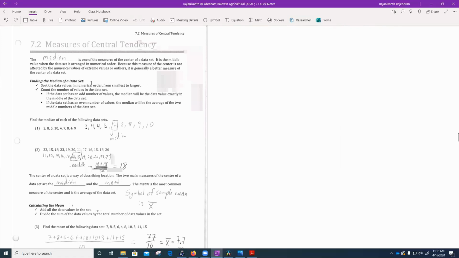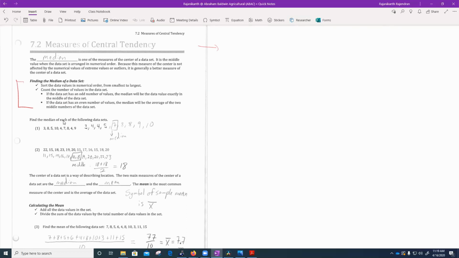Then let's move to the next one. Now we are going to find some measures for a data set. The first measure of central tendency for the given data set is the median. The median is one of the measures of the center of a data set. If you are given a data set, the median will be the middle point of the data set. So this is the guide we are going to follow. How do you find the median, the central point of your data set?